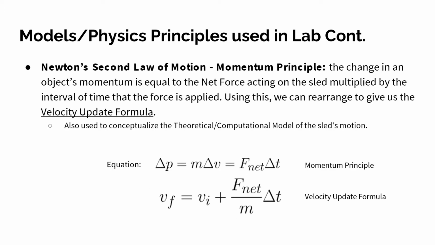Newton's second law of motion states that the change in an object's momentum is equal to the net force acting on the sled multiplied by the interval of time that the force is applied. Using this, we can rearrange to give us the velocity update formula, as seen below. We're going to also use this to conceptualize a theoretical model of the sled's motion.